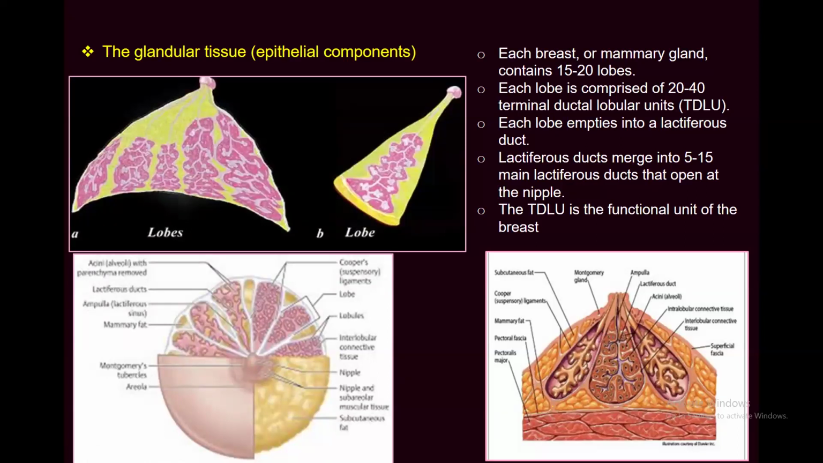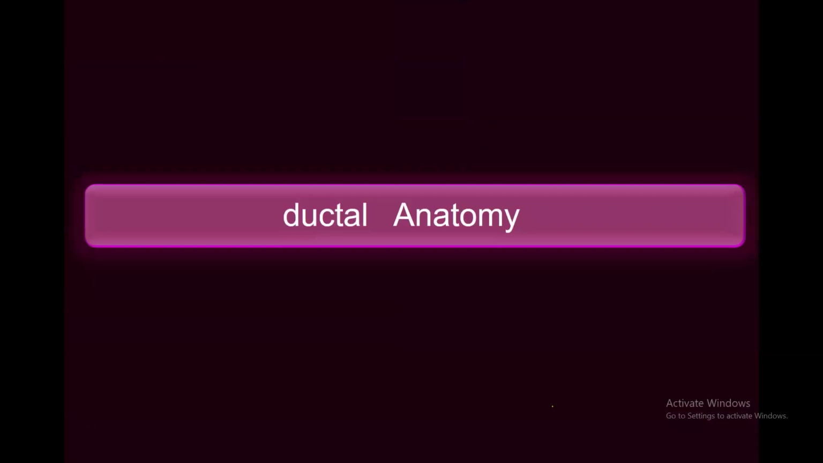20 to 40 terminal duct lobular units, or lobules. Each lobe, as we said, empties into a lactiferous duct, and then opens into the nipple. And the terminal duct lobular unit is the functional unit of the breast.